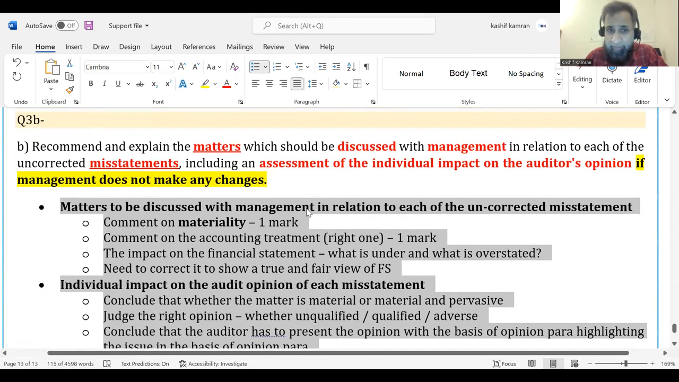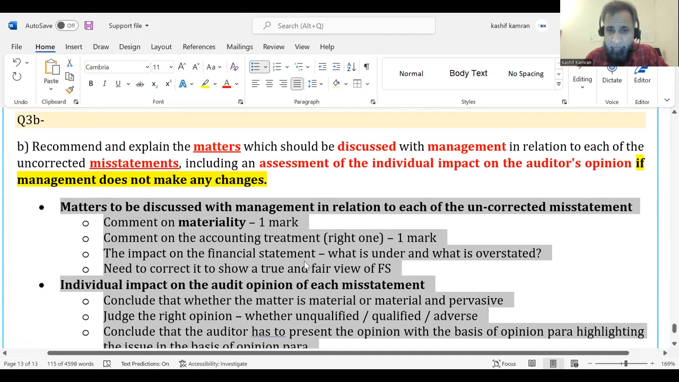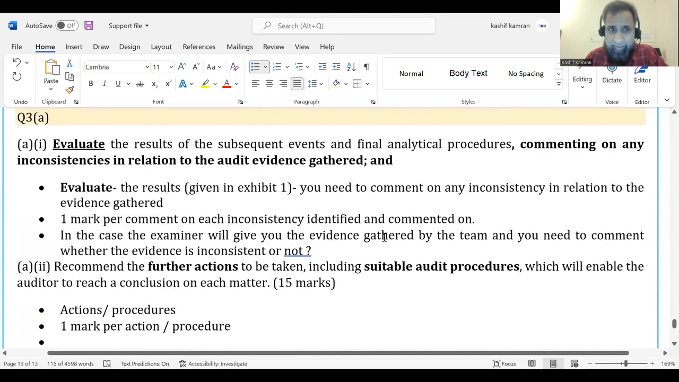Are we writing the aggregate impact? No, because the question is not asking for it. We're just writing the individual impacts. If the examiner asks for an aggregate impact, then only write it. Is that clear? Can you move back to the word processor, to the portal quickly and formulate the answer?